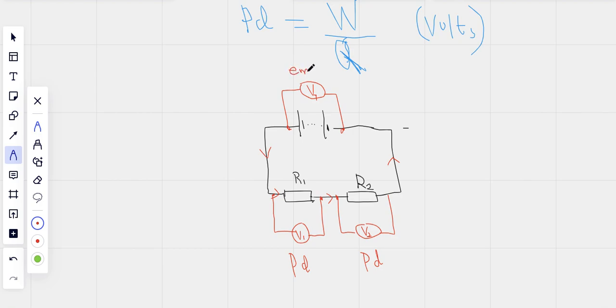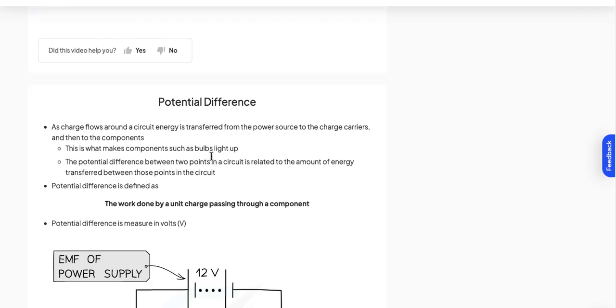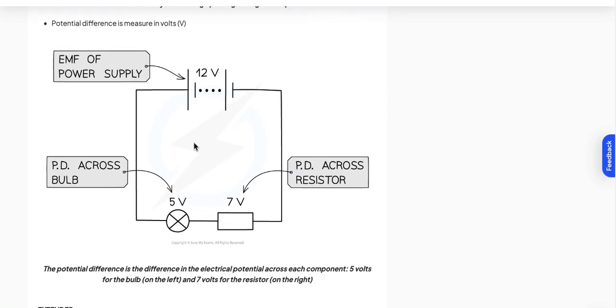I hope this concept is clear now going forward. You need it in order to be able to solve problems, to be able to differentiate questions, especially multiple choice. Now let's move on quickly. So now we're saying that the potential difference is the work done by unit charge passing through a component, the work done when a charge passes through a component. You can see, for example, we have a total EMF of supply from the battery of 12 volts, a voltage of 12 being supplied by the battery.